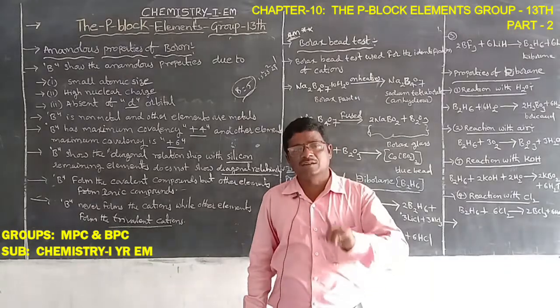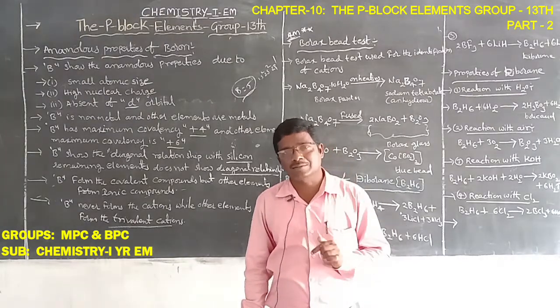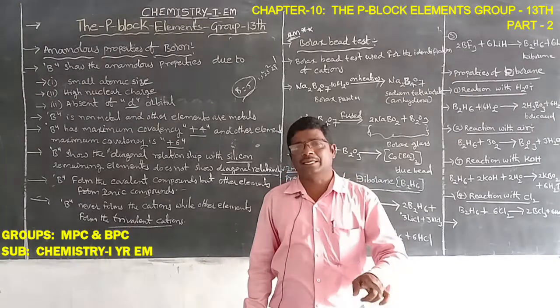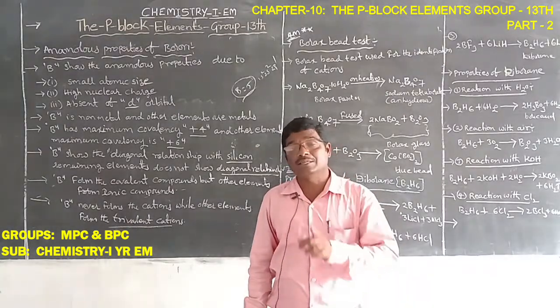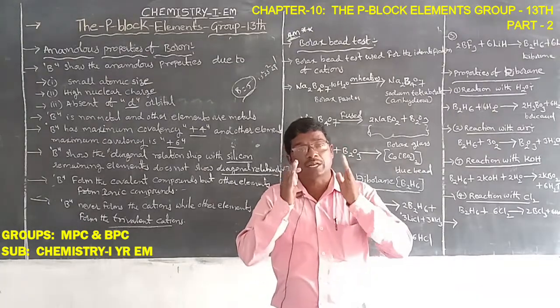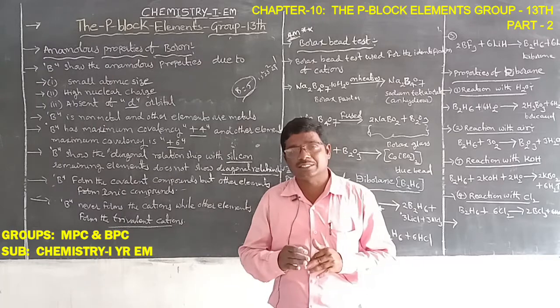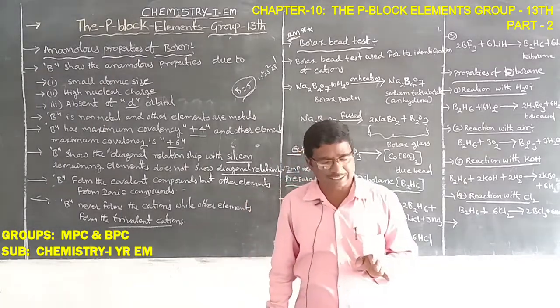Those properties are: first, boron is a non-metal, and the remaining elements are metals. Next property, boron has maximum covalency +4, and the remaining elements have maximum covalency +6. Another one, boron shows a diagonal relationship with silicon, and the remaining elements do not show a diagonal relationship.